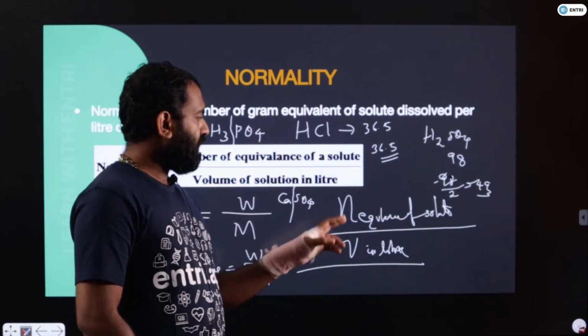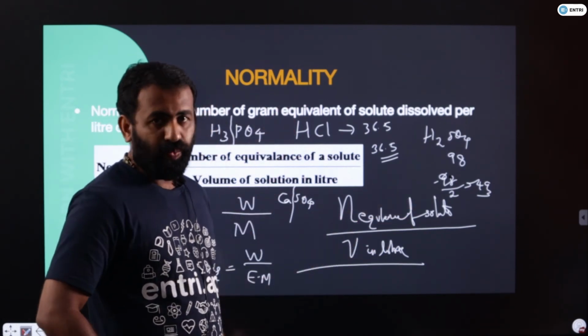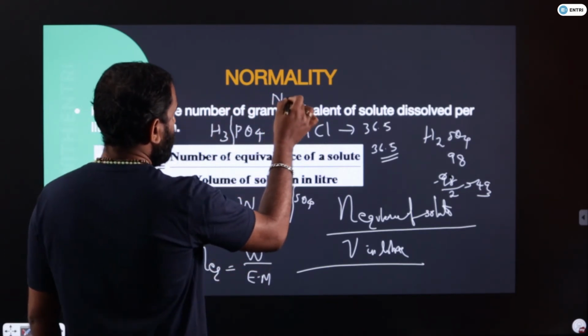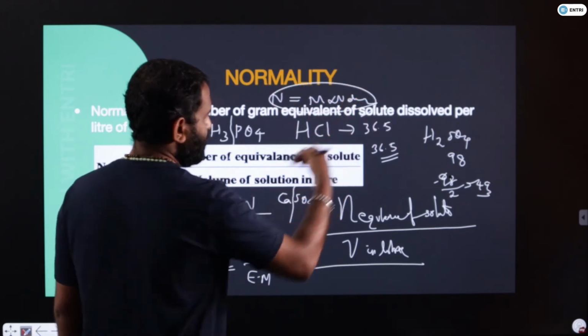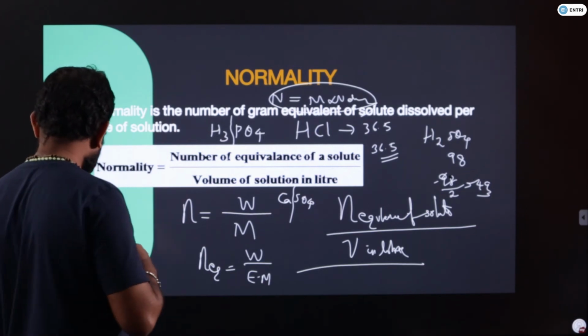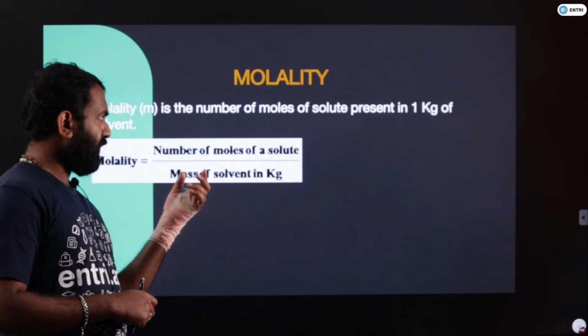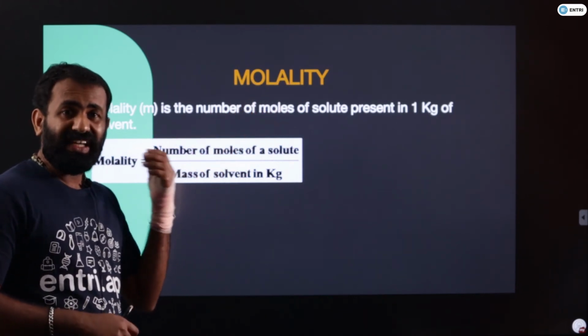So normality is number of equivalents of solute divided by volume of solution, or we can write it as normality is equal to molarity into valency. Okay, normality is equal to molarity into valency. The next, molality. In the case of molality, the numerator is same as that of molarity.